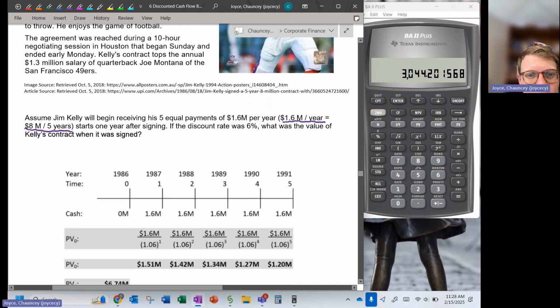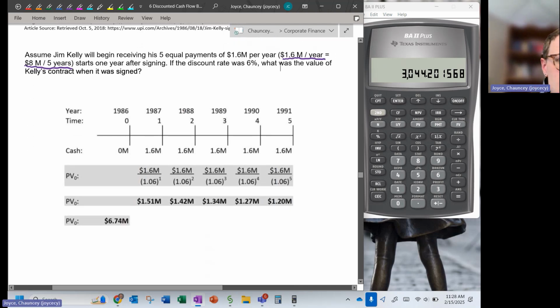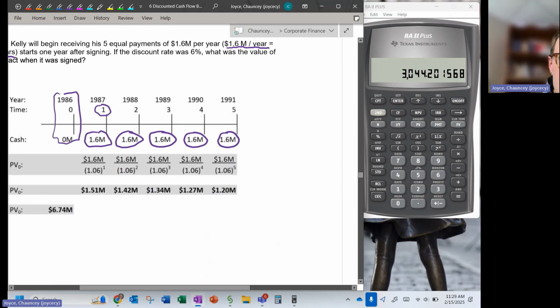So if the discount rate is 6%, let's just outline the cash flows. In 1986, that's time 0 for us. That's when Jim signs the contract. And then in the first year, 1987, time 1, he'll receive 1.6 million. And again, there's the 1.6. That's your payment. So you could think of it as your payment. PMT on your financial calculator is $1.6 million.